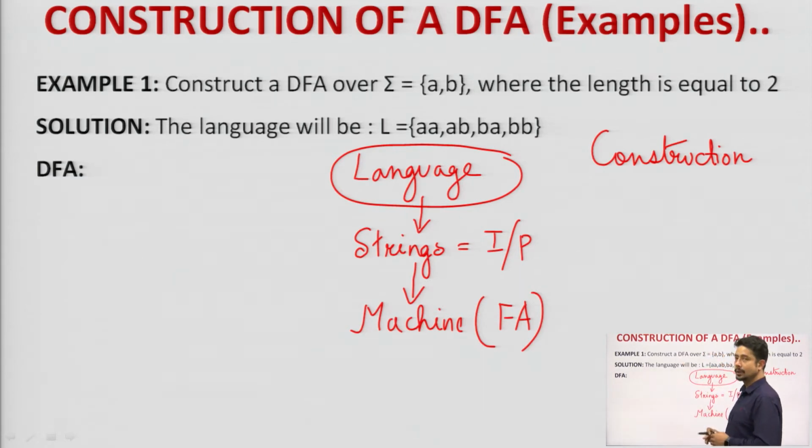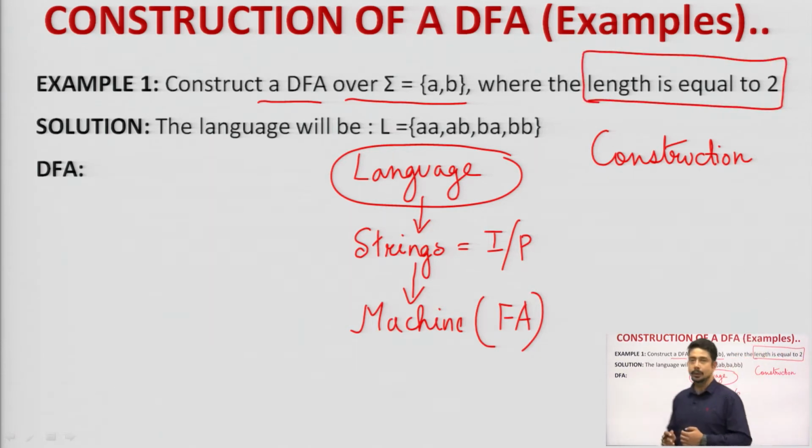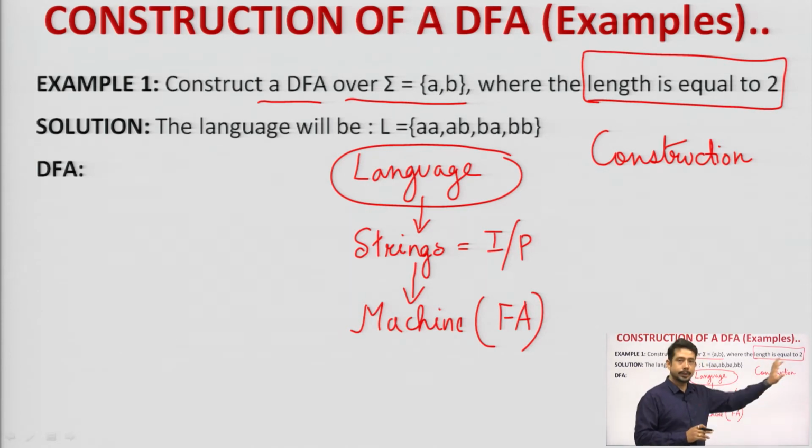The first example is the basic example for starting up with the designing process. The first question given to you is: construct a DFA, that is, construct a deterministic finite automata over the input alphabets A and B, where the length is equal to 2. My dear students, this length equal to 2 is nothing but the language given to you. The length is exactly 2 over the input alphabets A and B, correct.